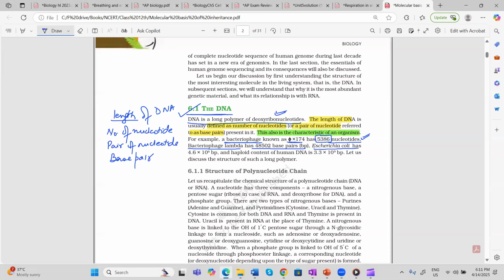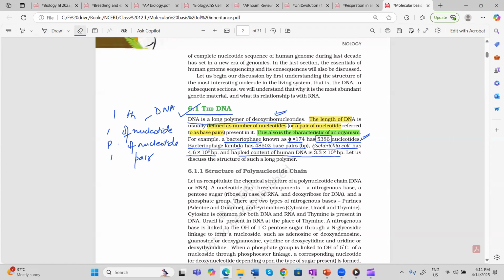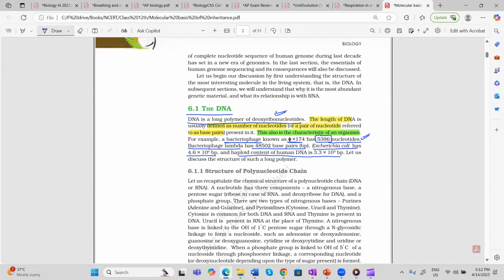Next, E. coli will have 4.6 into 10 to the power 6 base pair. Human haploid content will have 3.3 into 10 to the power 9 base pair. So all this, my suggestion, you write it here so that it will be easy for you. This is numerical data. And if they ask the question in your board exam or competitive exam, you will not make a mistake. So write along with me.